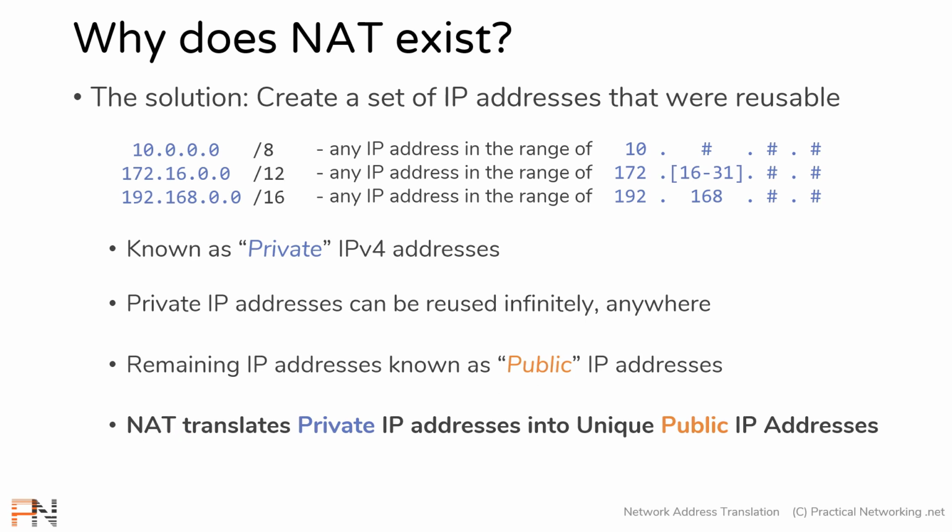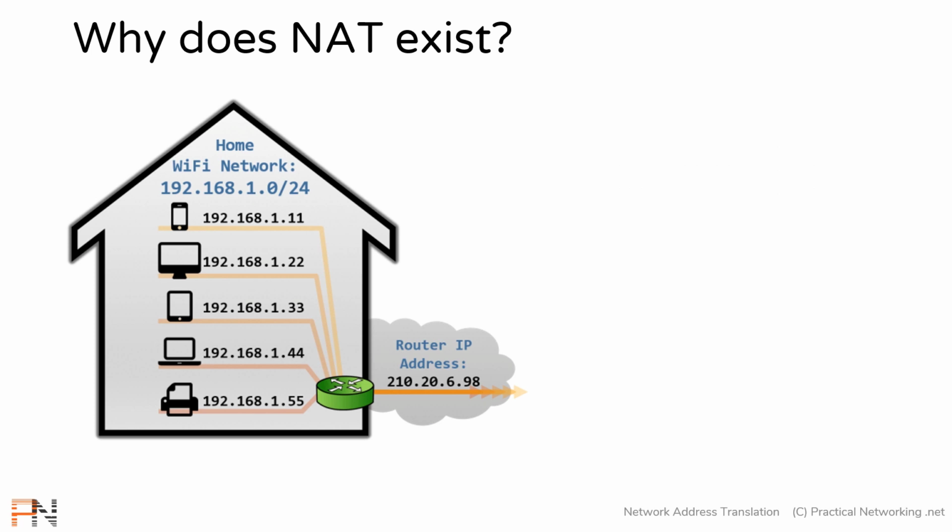So let me show you how that actually conserves IP address space. Here we have a typical home Wi-Fi network. This particular Wi-Fi network is using the internal address space of 192.168.1.0/24. Each device on this network has its own IP address in that network. So this mobile phone has the IP address .11. This desktop PC has .22. This tablet has .33, and so on.